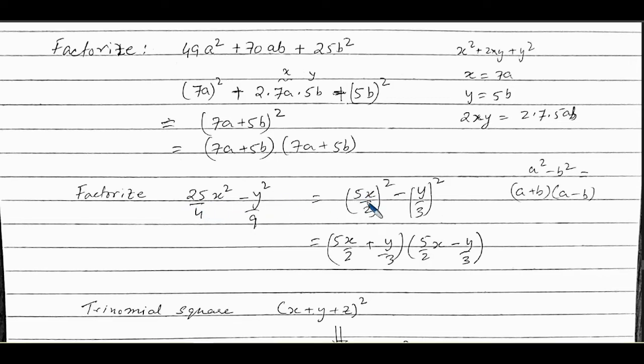So a is 5x by 2, just see it, and this is y by 3. So a square minus b square is (a plus b) into (a minus b). This is what I have written. A is 5x plus 2 and b is y minus 3.